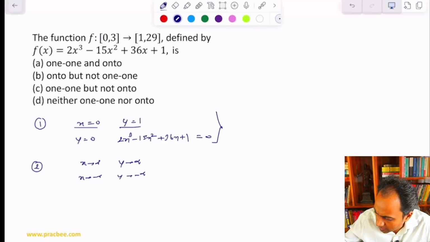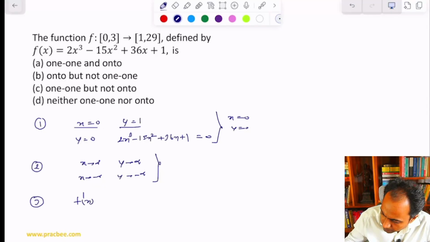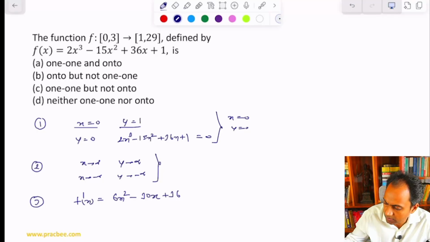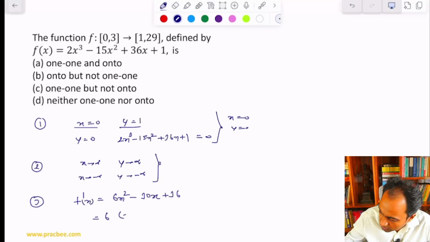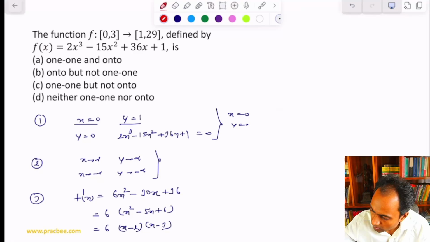In the first part, we see what happens when we put x as 0 and then y as 0. In the second part, we check for infinity. The third part, the third segment, what we are going to do is differentiate this function. This becomes 6x square minus 30x plus 36. If I take 6 common, this becomes x square minus 5x plus 6, which in turn becomes x minus 2 into x minus 3.